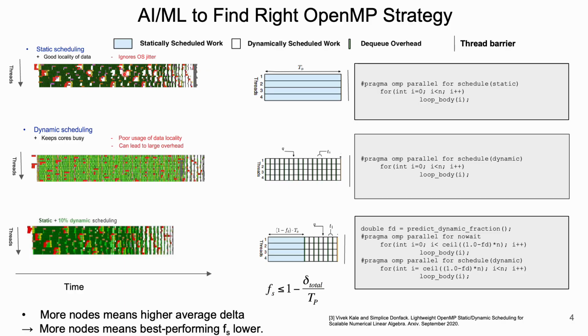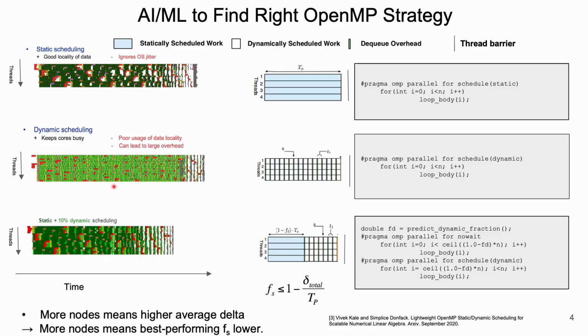Here, I show this application timeline diagram of the CALU, with this top diagram showing the static schedule. And you can see these white pockets of idle time. The second diagram shows dynamic scheduling applied to CALU with the best performing chunk size. And this doesn't have many white spots, but has a lot of red spots showing DQ overhead.